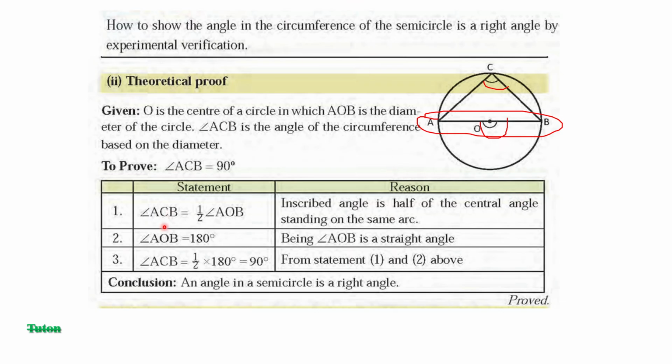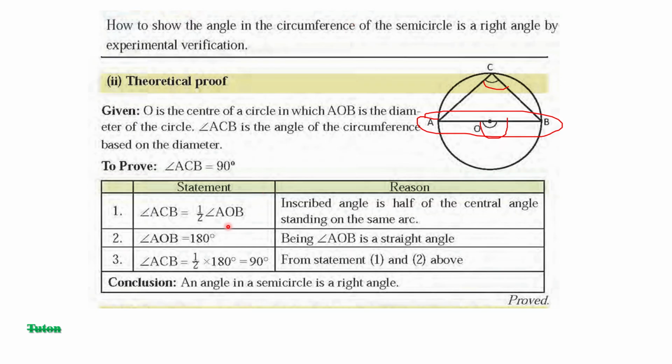Now we can write angle AOB is equal to 180 degrees in our statement 2, since AOB is the diameter of the circle, and the angle occupied by it would be 180 degrees.